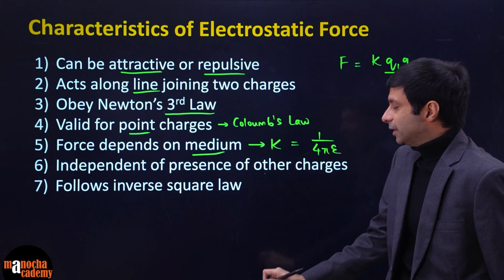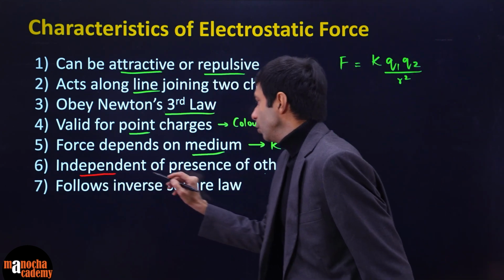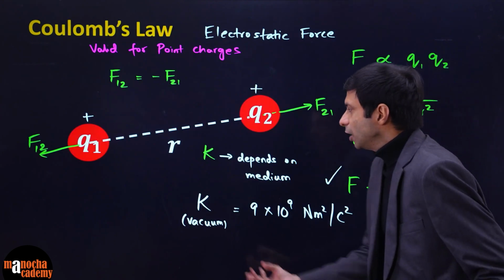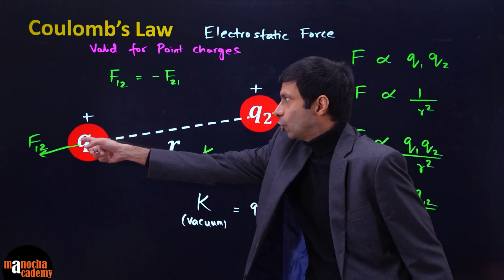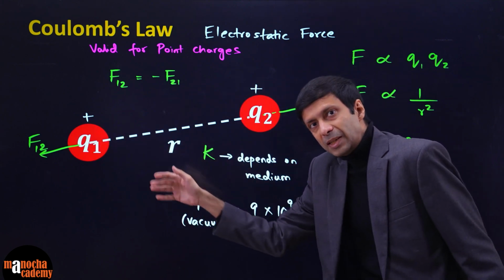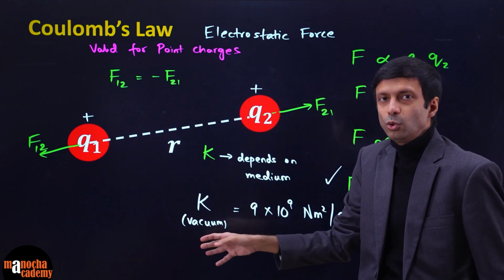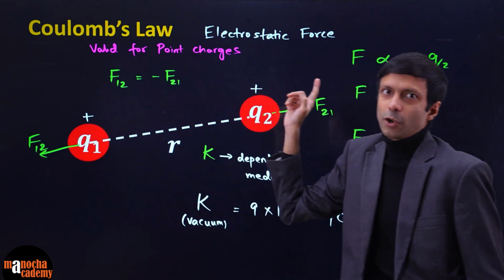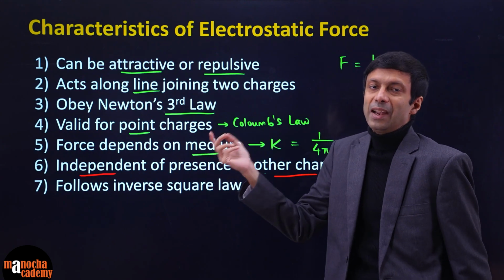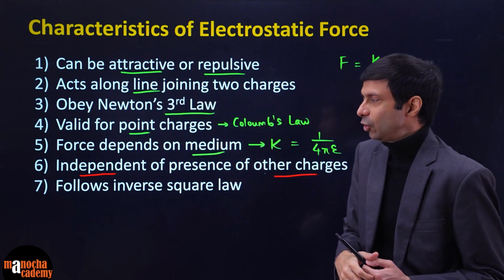The other important point is that the electrostatic force is independent of the presence of other charges. So what does this mean? If we bring in a third charge over here, is it going to affect this force F12 and F21? No. There will be some other forces, an F13 and an F23, but this force will not be affected. If you introduce another charge, it does not affect the original forces between the two charges, 1 and 2 here.